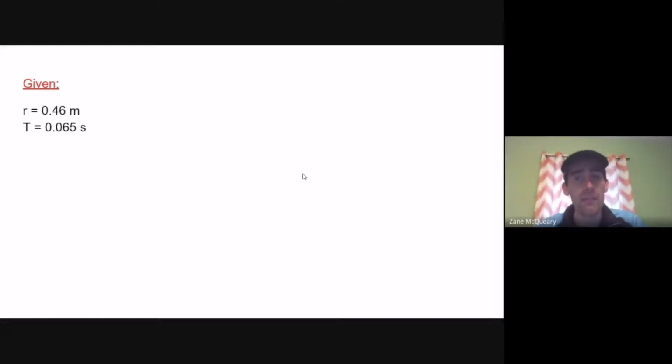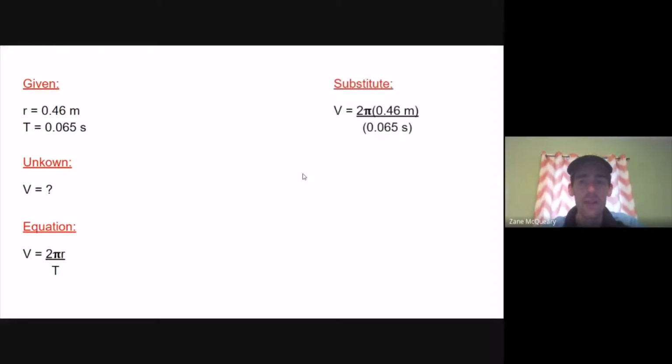Remember our guess method? We can still use it. Our given information, we've translated here to a radius and a period length. The unknown variable is our tangential velocity. Our equation is 2 pi r over t. We substitute, and then we solve. The velocity is roughly 44 meters per second, which I think if you look that up online, should be around 100 miles per hour.